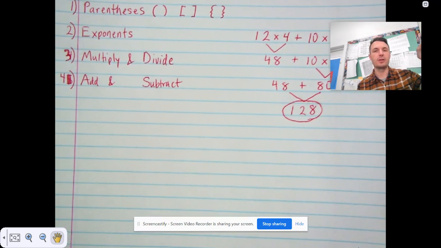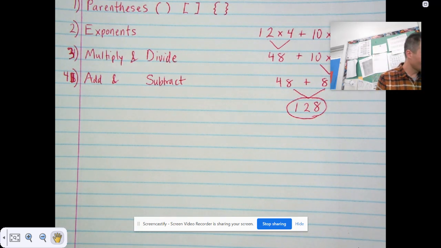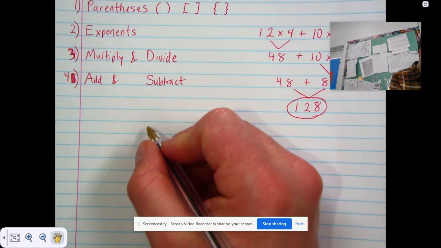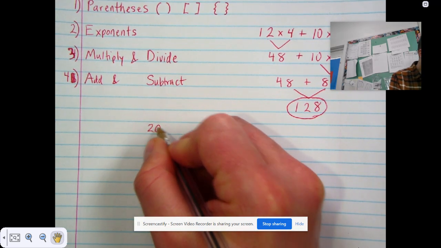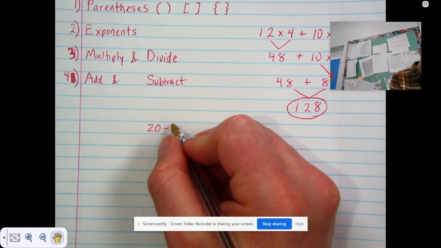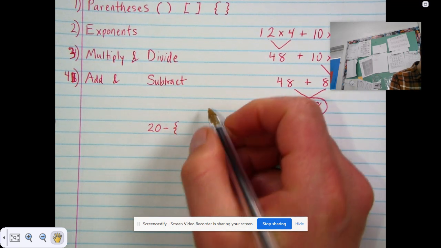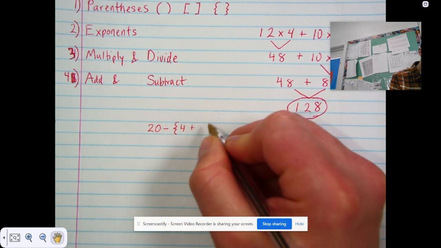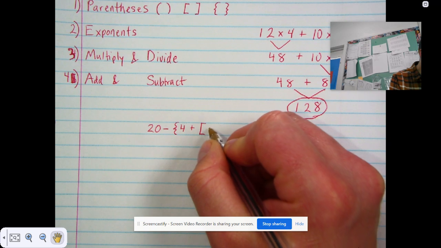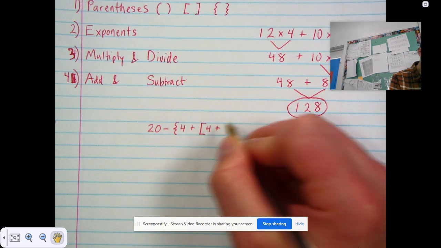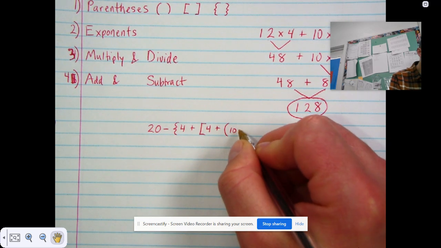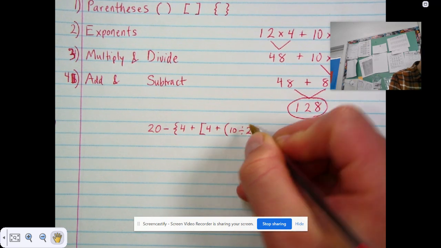Let's do another example together. Let's do a little bit of a harder one this time. Let's say we have 20 minus, let's use braces here, 4 plus, we'll use brackets, 4 plus, in parentheses, 10 divided by 2.